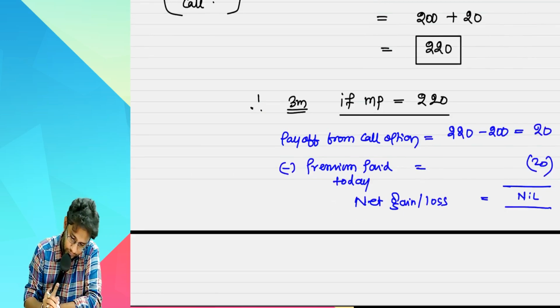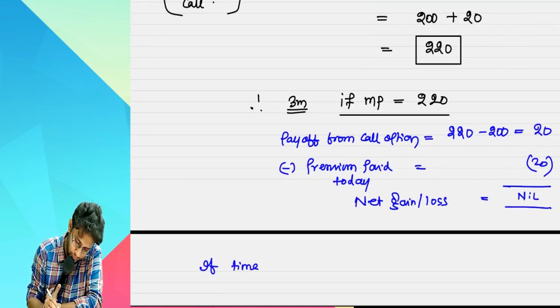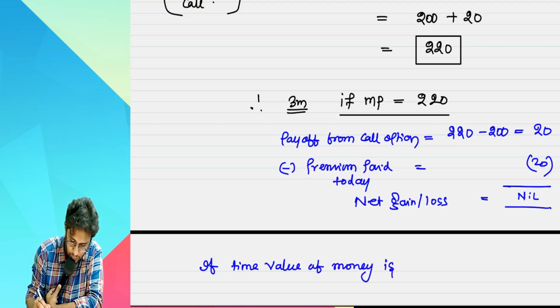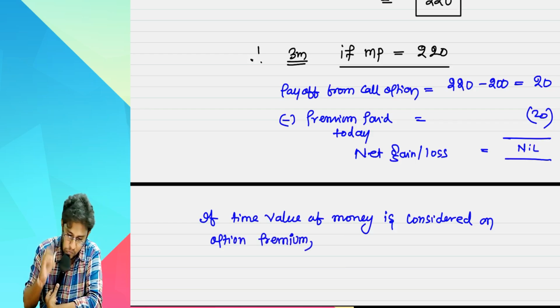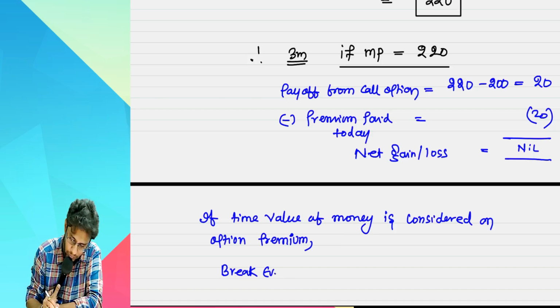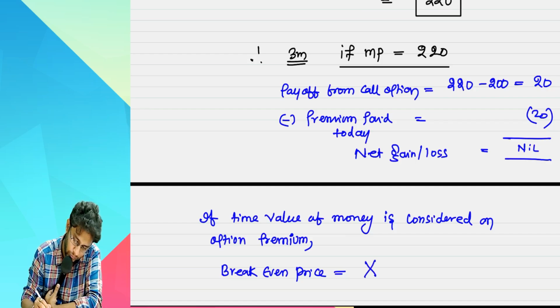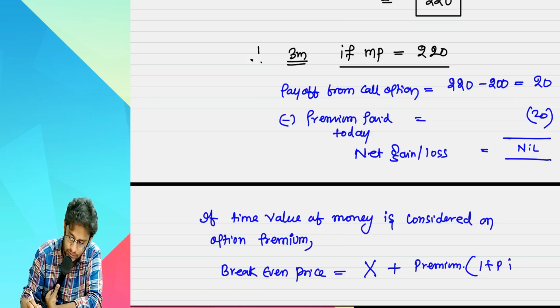So if time value of money is considered on the option premium, then break-even price is equal to strike price plus premium into (1 plus PAR).